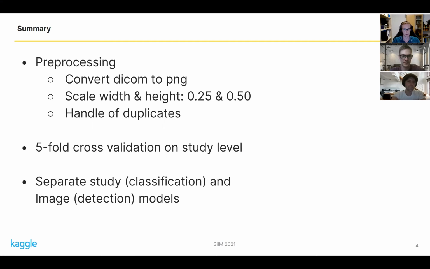Our pre-processing was mainly due to computational constraints. So we converted the DICOM images to PNGs and scaled the width and height by a factor of 0.25 and 0.5. We followed the advice of the hosts for the handling of the duplicates at the image level and removed all images that had no bounding boxes, where we also had bounding boxes. For our cross-validation, we did a 5-fold on study level, and we trained separate models for the study and the image detection.